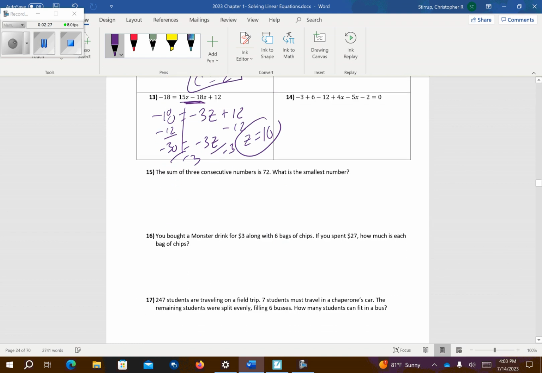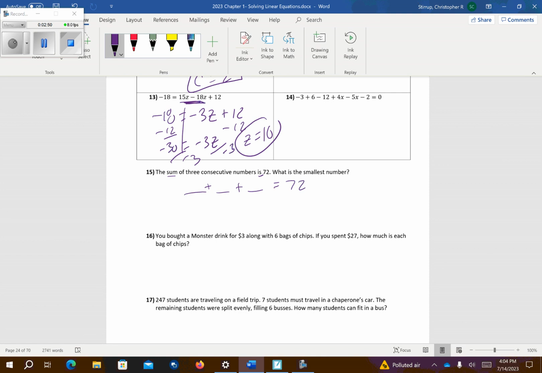All right, number 15. The sum of 3 consecutive numbers is 72. What is the smallest number? Consecutive means one after the other. Like 7, 8, and 9 are consecutive numbers, right in a row. So we have 3 consecutive numbers. They sum up to, sum means plus, equals 72.